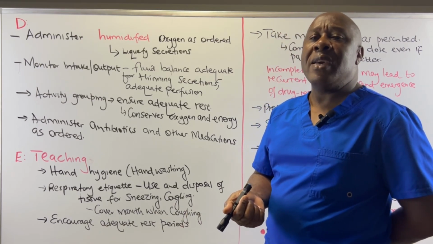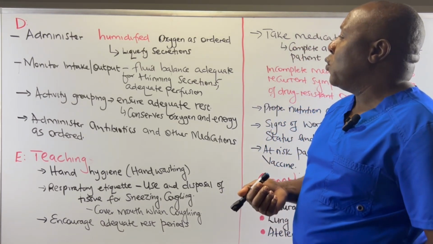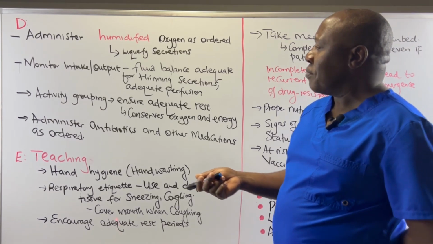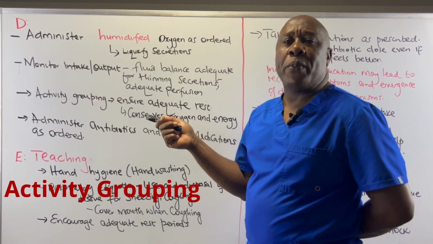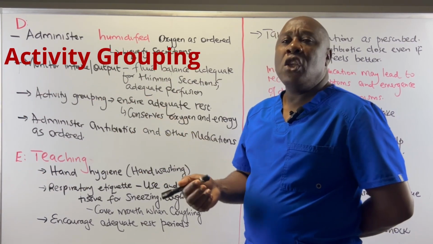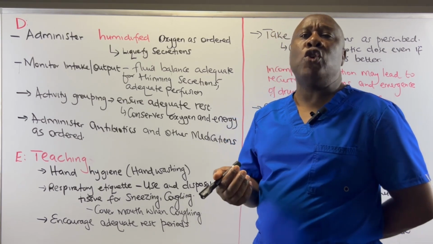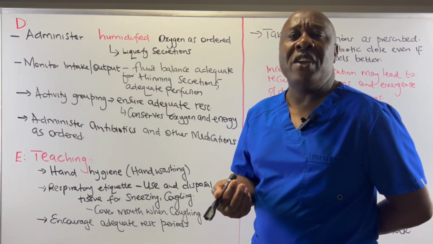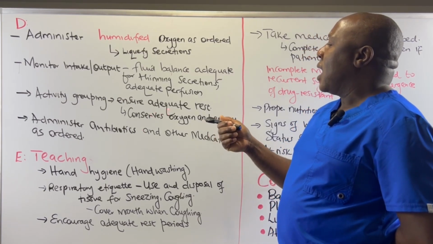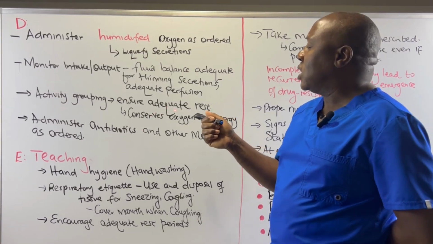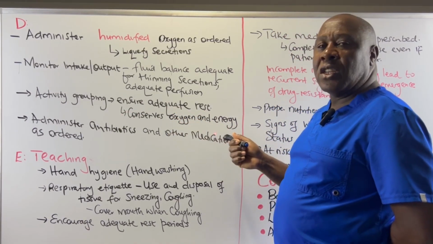So monitor the intake and output in these patients to ensure that they have adequate fluid balance. As a nurse, you also perform what we call activity grouping. This is whereby you perform a number of activities at once when you come into contact with these patients. The reason for this is to ensure that these patients have adequate rest, because adequate rest enables them to conserve oxygen and energy.